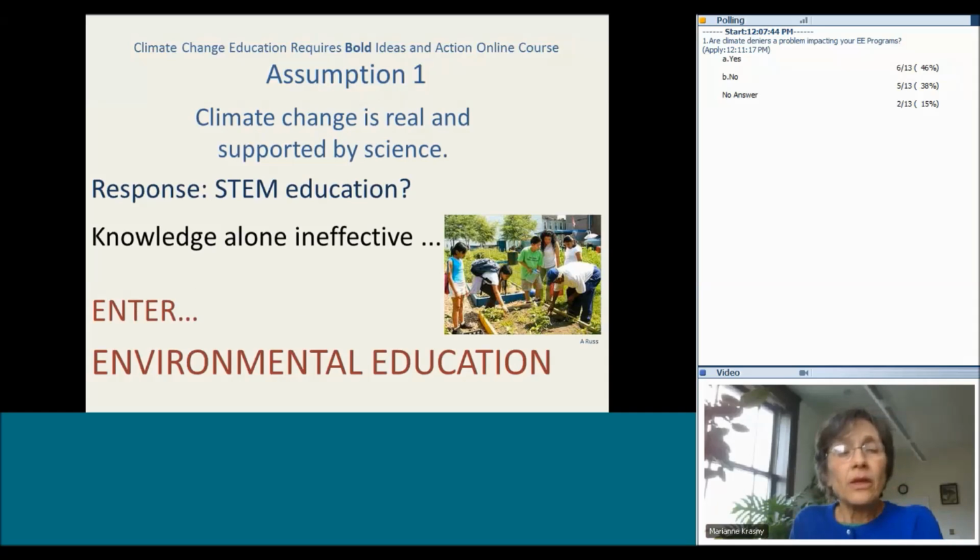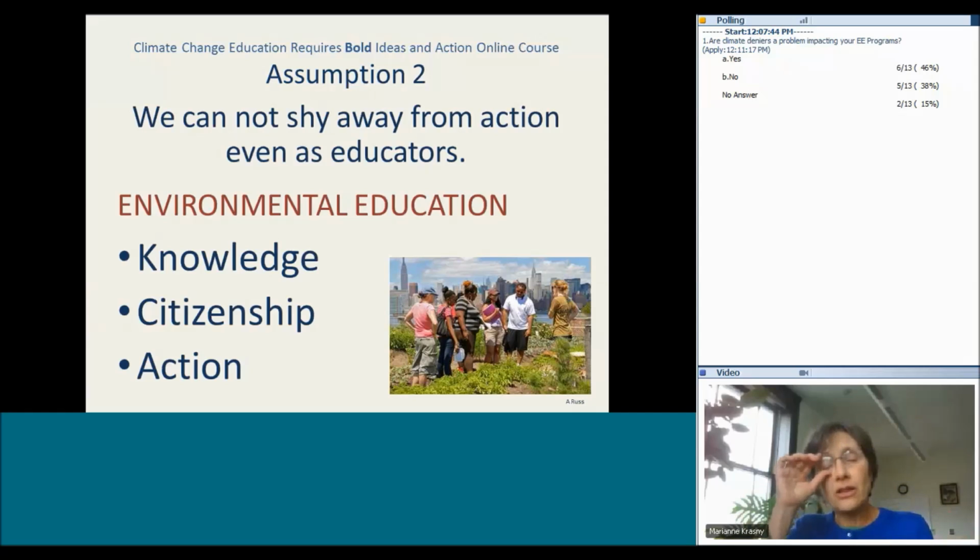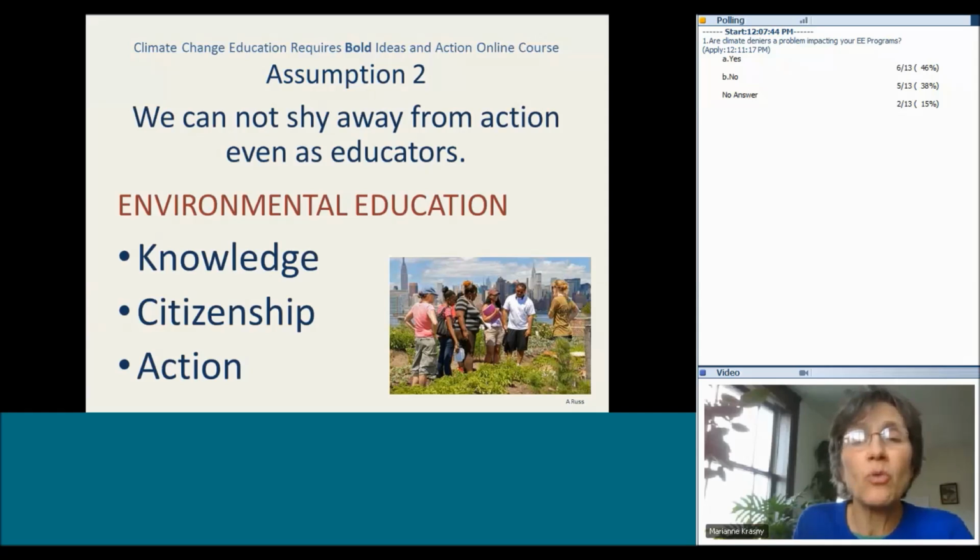So here's the cool thing, is that environmental education is so much broader than STEM education. It incorporates STEM education, but it incorporates other things that I think puts environmental education in a really key and very good position to address climate change. So in addition to knowledge or content or STEM, environmental education has a long tradition of also incorporating citizenship, how do people get involved in the civic life of their community or more broadly in voting, as well as action. So these are really key to how we can basically not shy away from action even as educators. I think environmental education allows that.